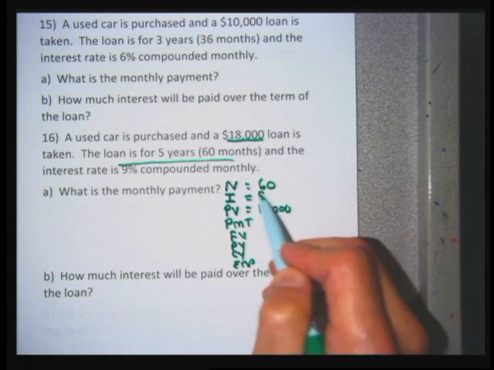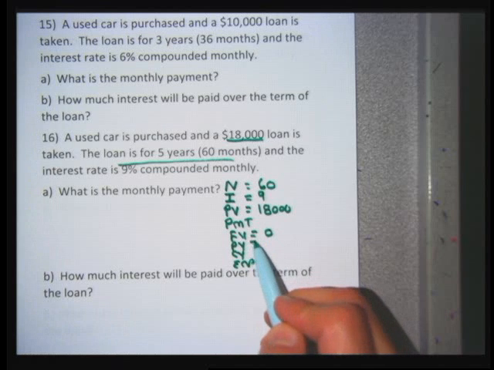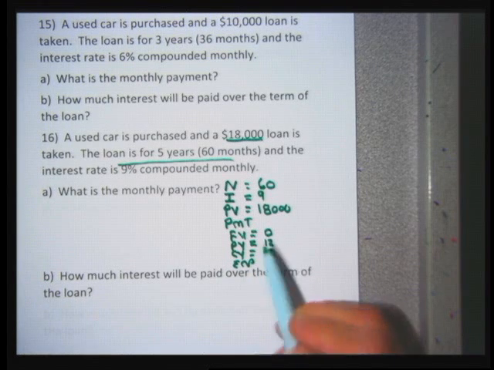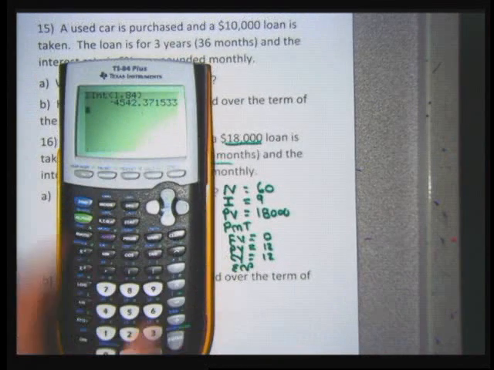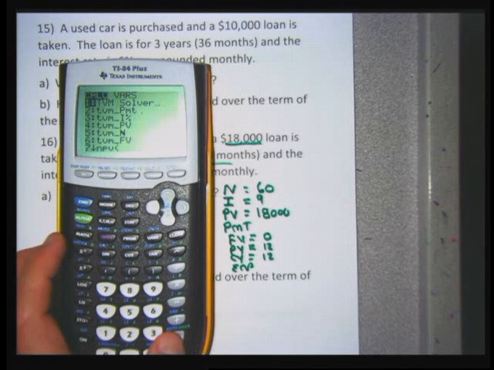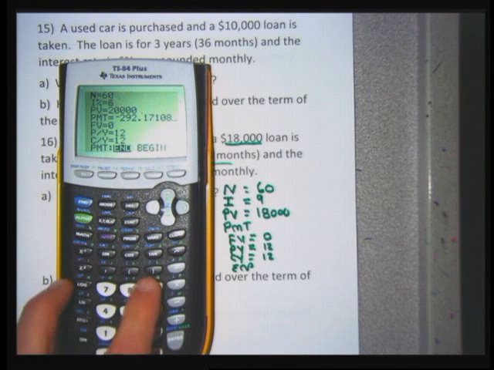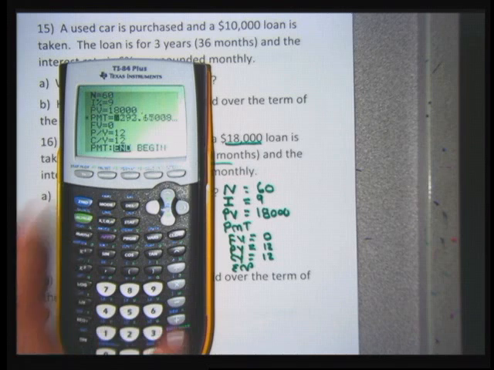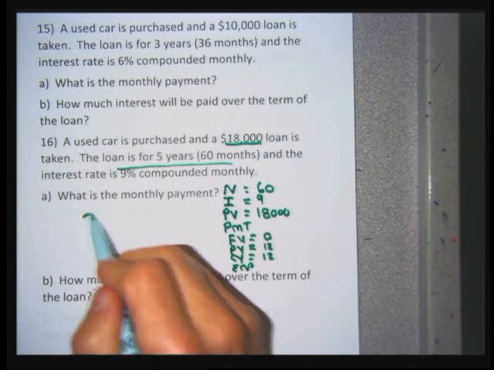And I see 9 for the interest rate. I'm going to put 0 for the future value. My PY and my CY are the 12 monthly payments I'm going to make each month. So now I go apps, finance, enter, 60 for the N, 9 for the interest rate, 18,000 for the loan amount. And then alpha, enter, I get $373.65.